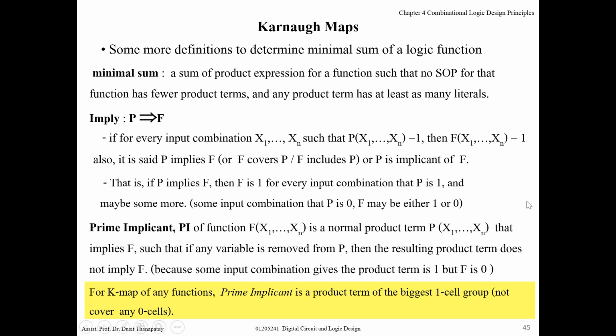Now the next word is prime implicant. The definition is: a normal product term P that implies f, such that if any variable is removed from P, then the resulting product term does not imply f.